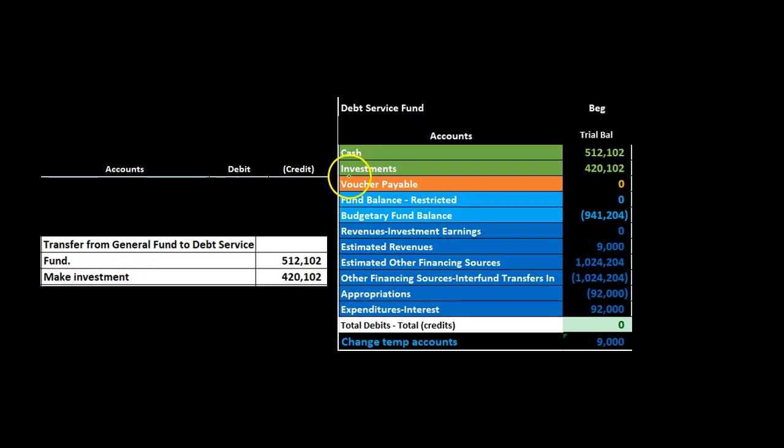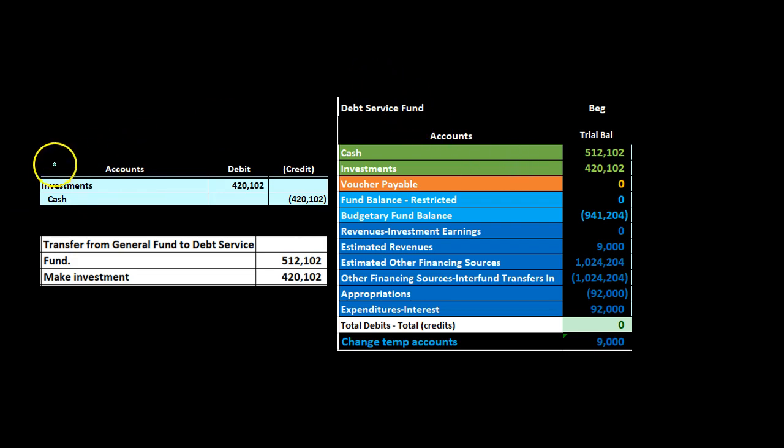We're going to do the same type of activity here. We're going to take the cash. We're going to take it out of cash. We're going to put some of it into the investment, short-term type of investment, because we are in the debt service fund, a modified accrual basis, doesn't have long-term investments in it. So we're going to debit the investment. We're going to credit the cash.